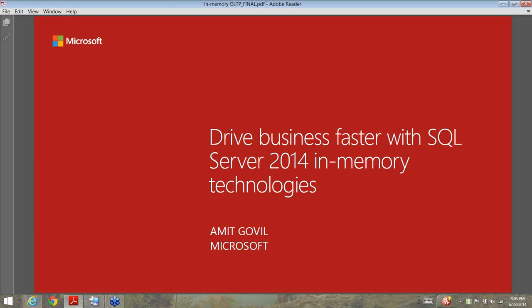So in this session, we'll take a closer look at the unique design patterns of Microsoft SQL Server's in-memory solution, right? And the kind of impact, or what would be the significance of those impacts that it can have on your business, all right? So let's move further.